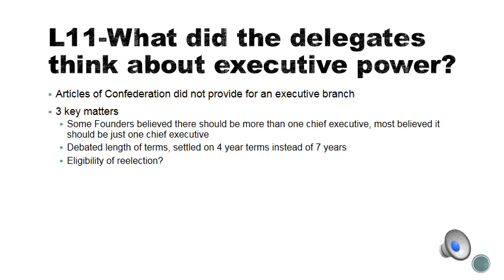So there are going to be three key matters. Some founders believed that there should be more than one chief executive. Most believed it would be just one chief executive. So again, it goes back to that question of decentralization of power. If you have 7 or 8 quote-unquote presidents, and that was actually proposed, one particular president could keep the other 6 from abusing their power. But the problem is, and this is why most believed there should be just one chief executive, you might have a lot of infighting and then possible impeachments, and it's just a lot more drama than it really needs to be.